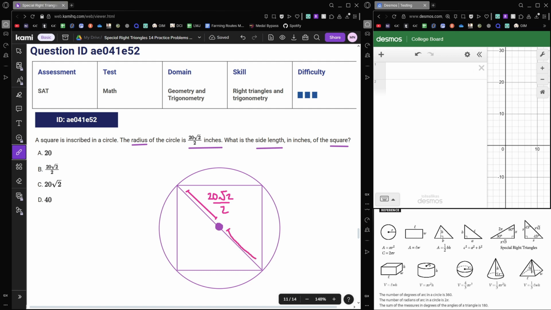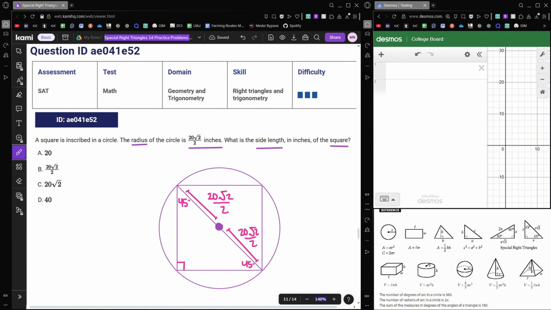And then this second radius here is also 20 square root 2 over 2 inches. Now, this is a square, which means this right here is a right angle. Well, as a matter of fact, all of the angles are right angles. And since we drew a line through these two right angles here, that would create two 45-degree angles. So now we have a nice little 45, 45, 90 triangle.